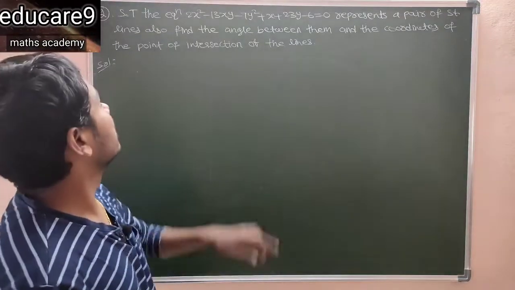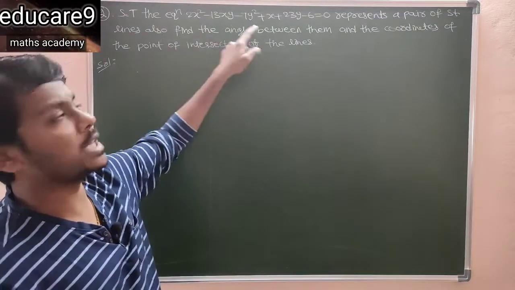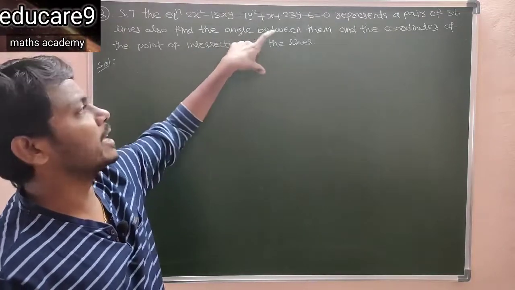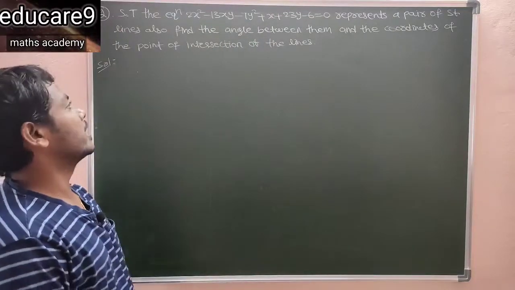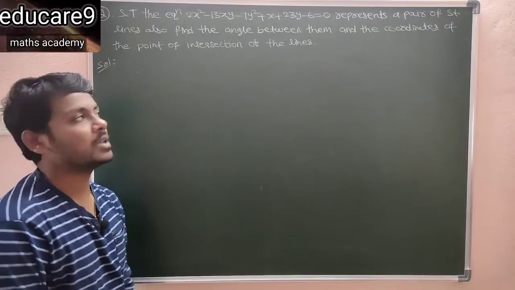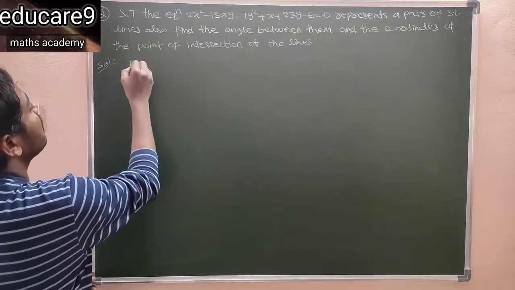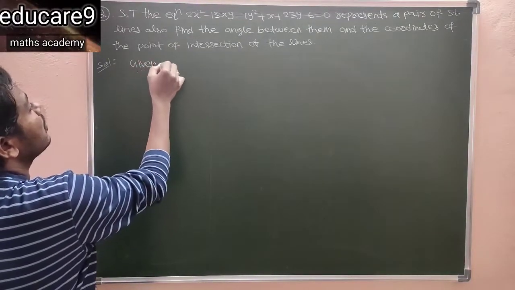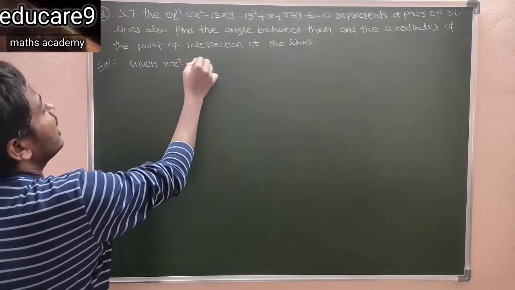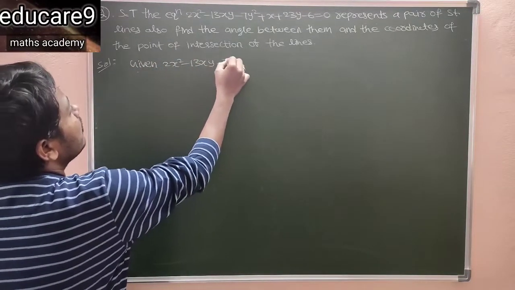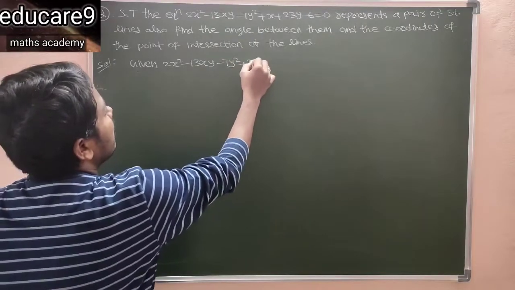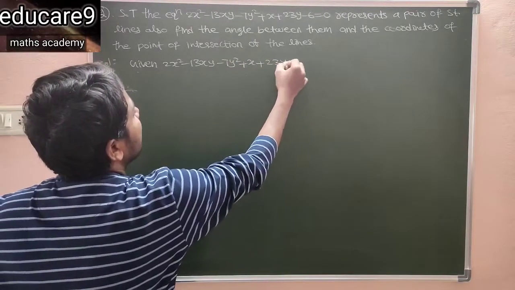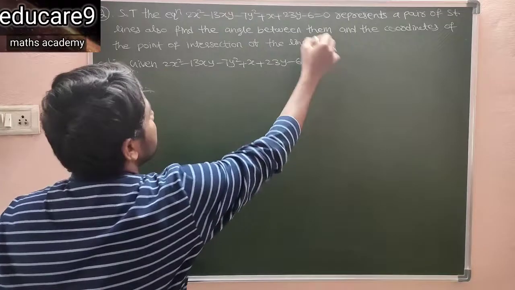So see the next one. This equation represents a pair of straight lines, and find the angle between them and the coordinates of the point of intersection of the lines. So see here, given 2x square minus 13xy minus 7y square plus x plus 23y minus 6 equals 0.